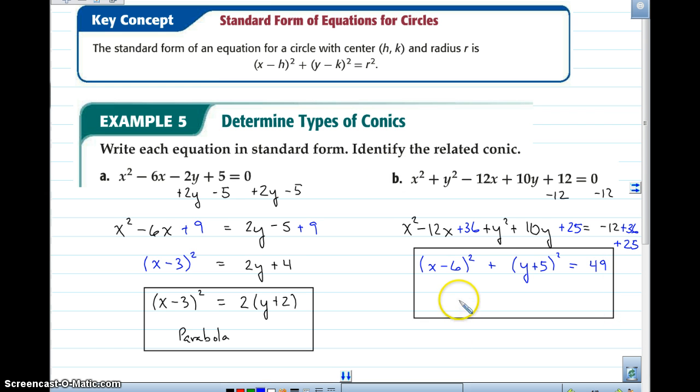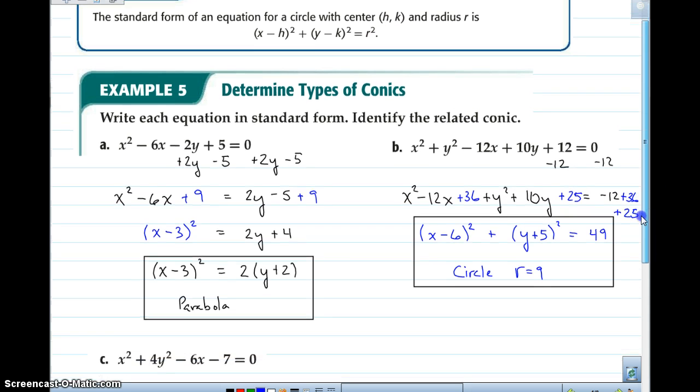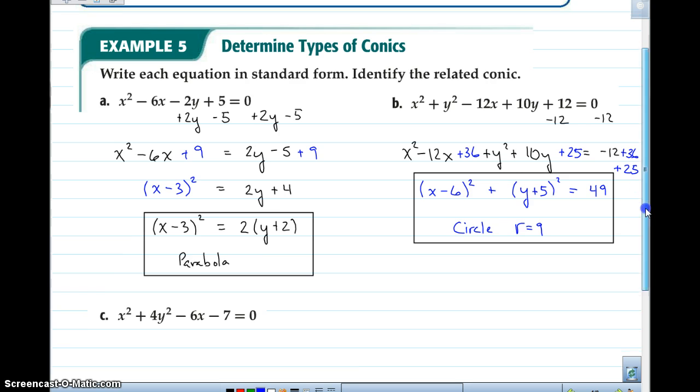So it would be a circle. The center of the circle would be at (6, negative 5), and the radius of the circle would be 7. And you don't have to write that r is equal to 7, but I'm doing it just so that you remember how to solve for the radius given the center. Just make sure you take the square root of that part.